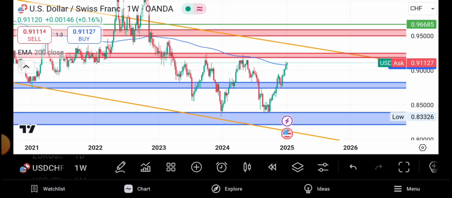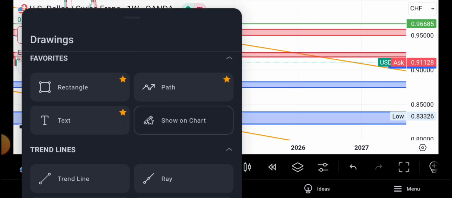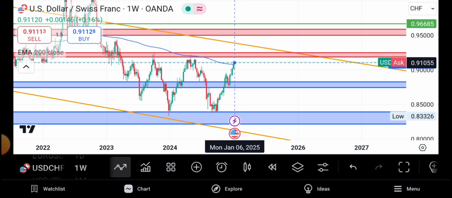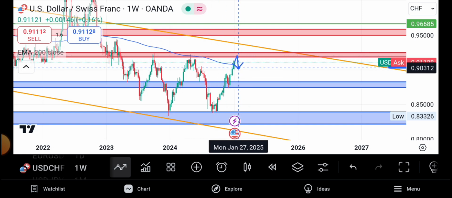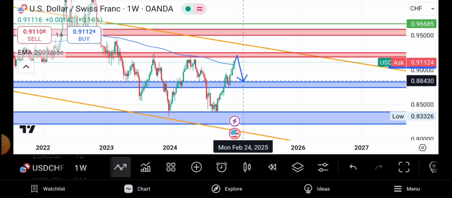So that is scenario number one. But if we see a sign of this price action, a sign of sellers coming here and a strong sell like that, where are we going to retest? Probably we shall retest back here. We shall come back here.